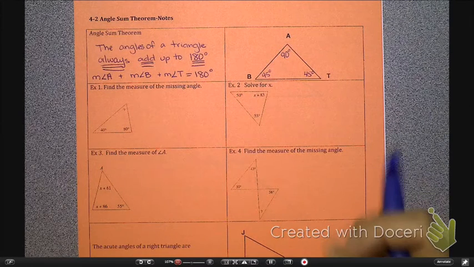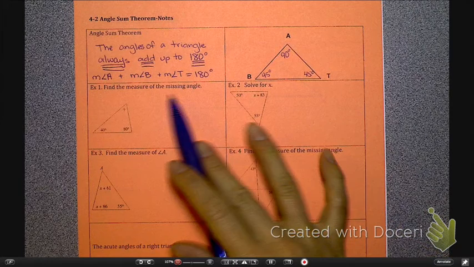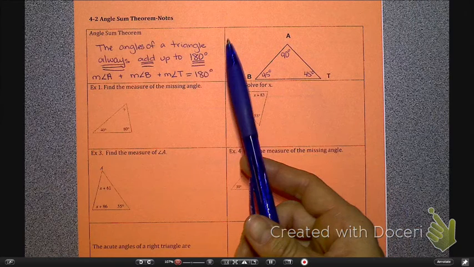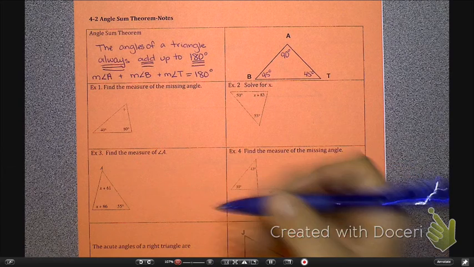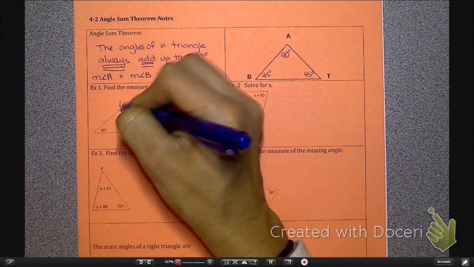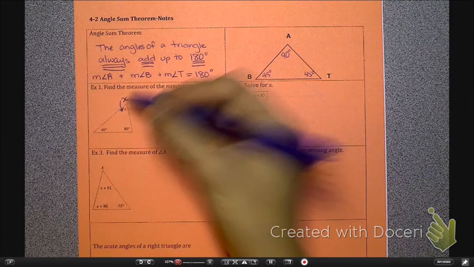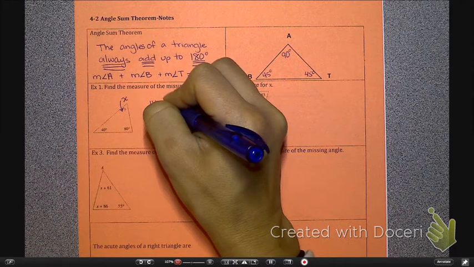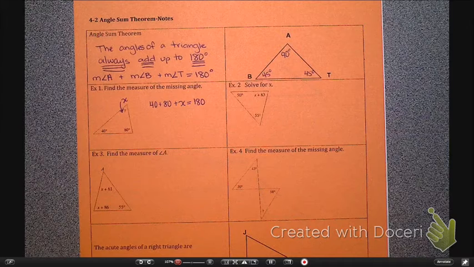Okay? All right, now, it says find the measure of the missing angle. So what we can use is this angle sum theorem. If we know that the angles in a triangle always add up to 180, we can find a missing angle in a triangle. Okay? So let's call this missing angle X. And we're going to add those three angles together and set them equal to 180. So we're going to do 40 plus 80 plus X equals how much? 180. Okay? And now we have an equation that we can solve.